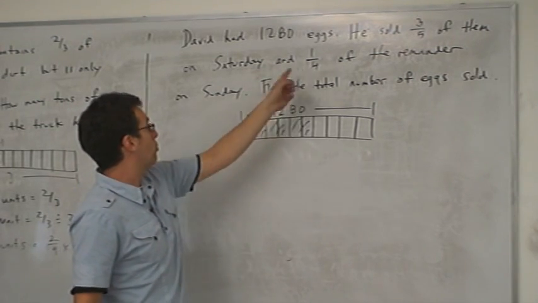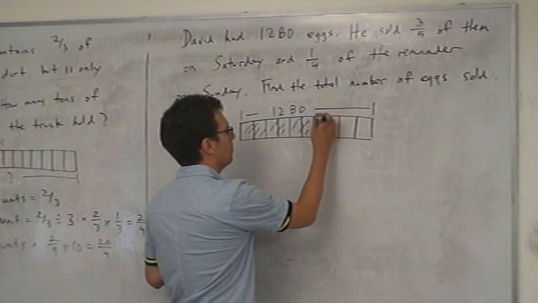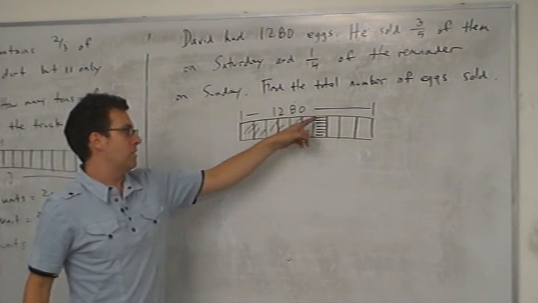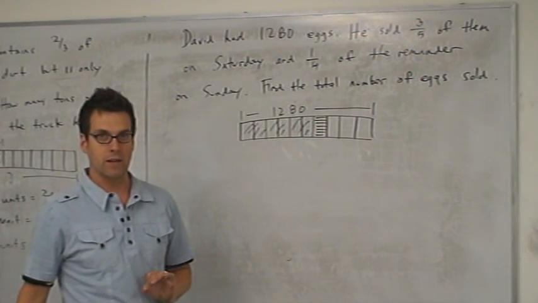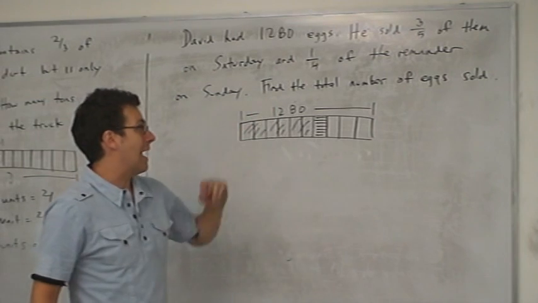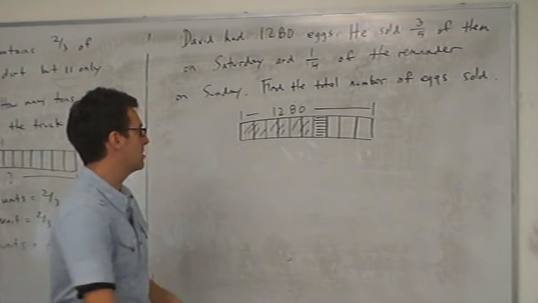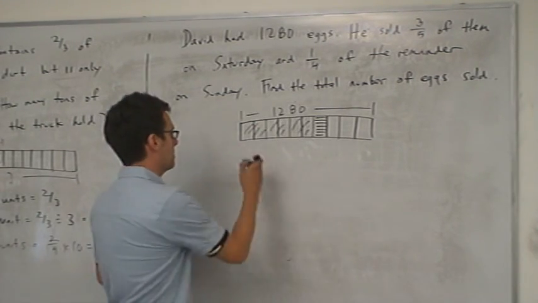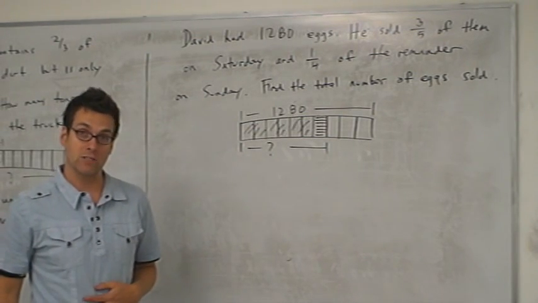Now to represent 1/4 of the remainder being sold on Sunday, I can just shade again, maybe differently. And this shaded piece represents the 1/4 of the remainder that were sold on Sunday. The question asks the total number of eggs sold. That's going to be the total shaded area of the bars. The first shading represents what's sold on Saturday. The second shading represents what's sold on Sunday. The total shading represents the total number of eggs that were sold.